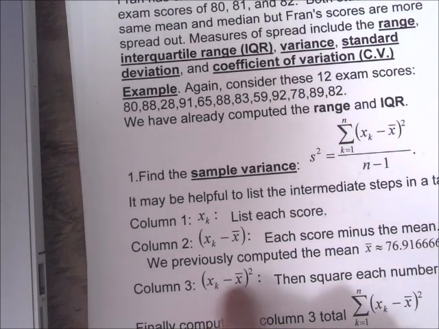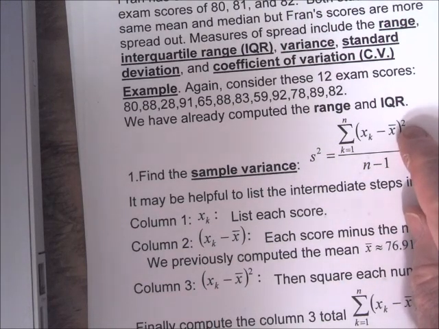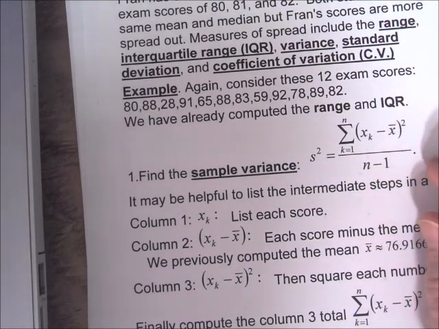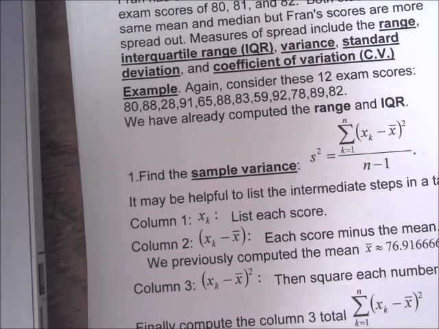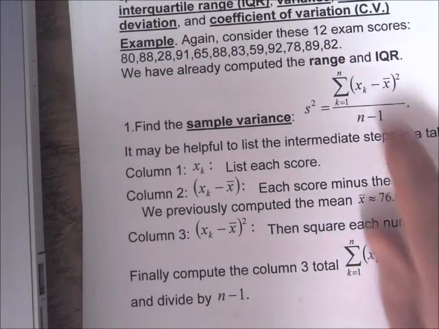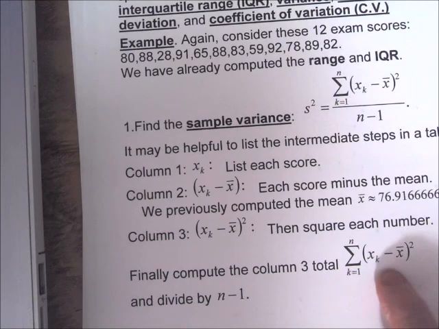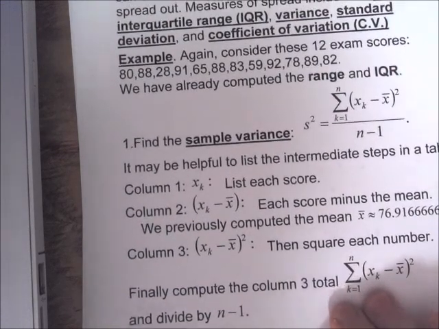And then the third column we can square the values that are in the second column, since exponents come before a long division or a sum. Then we want to compute this column 3 total. Sigma means sum. That's the column 3 total, and then we divide by n minus 1.